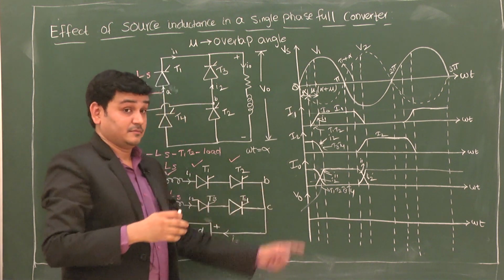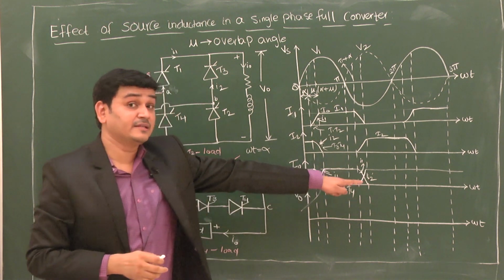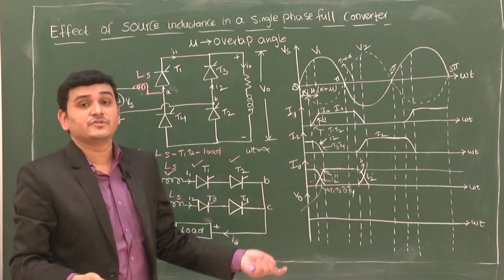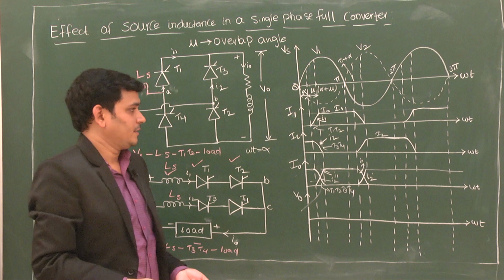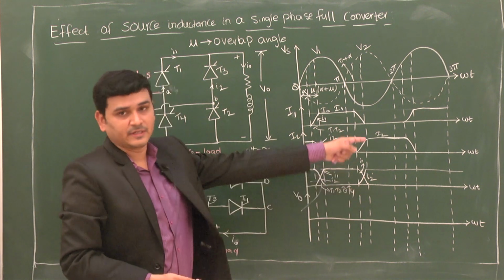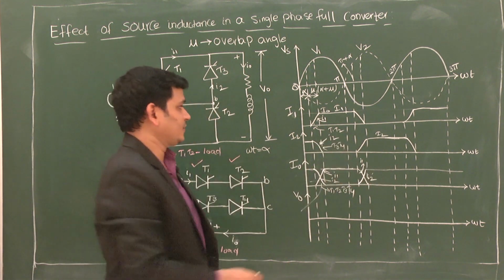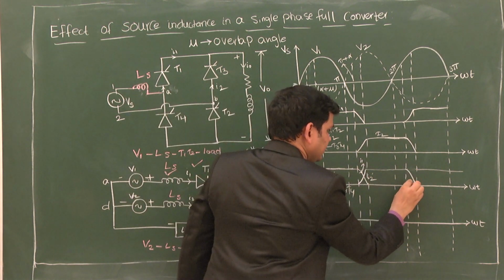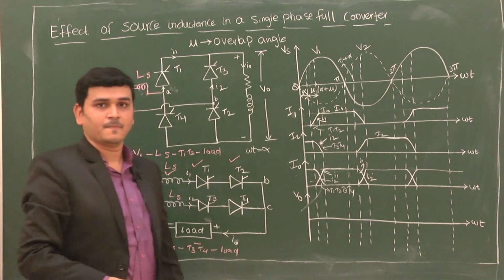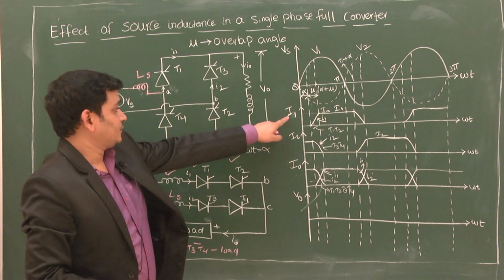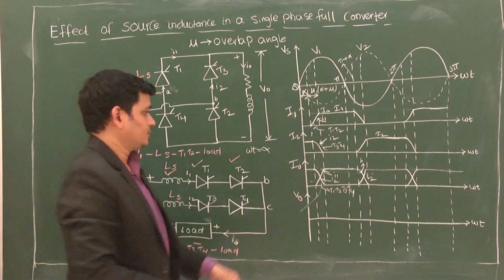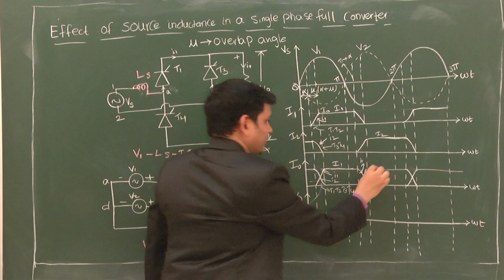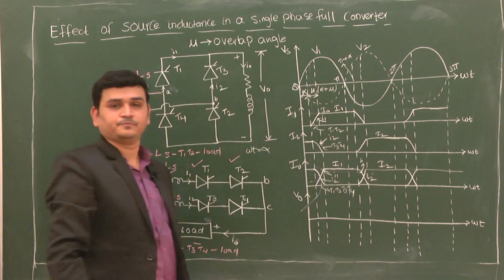That means when T3 and T4 are the incoming thyristors, T1 and T2 will be the outgoing thyristors, which are going to be turned off. So the current will decrease and the other current will increase, and the cycle continues. If I complete here also, it again decreases and then here it will be increasing. So this is I1, I2 and a combination of that. This one is I1 and this one is I2.